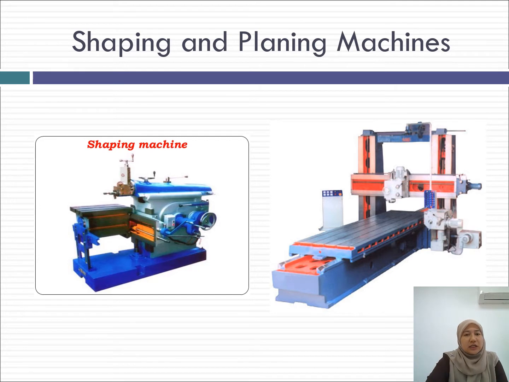Shaping, this is an example of a shaping machine. So shaping is performed on a machine tool which is called a shaper. The components of a shaper include a ram, which moves relative to a column to provide the cutting motion, and a work table. So this is the work table that holds the workpiece and accomplishes the feed motion.